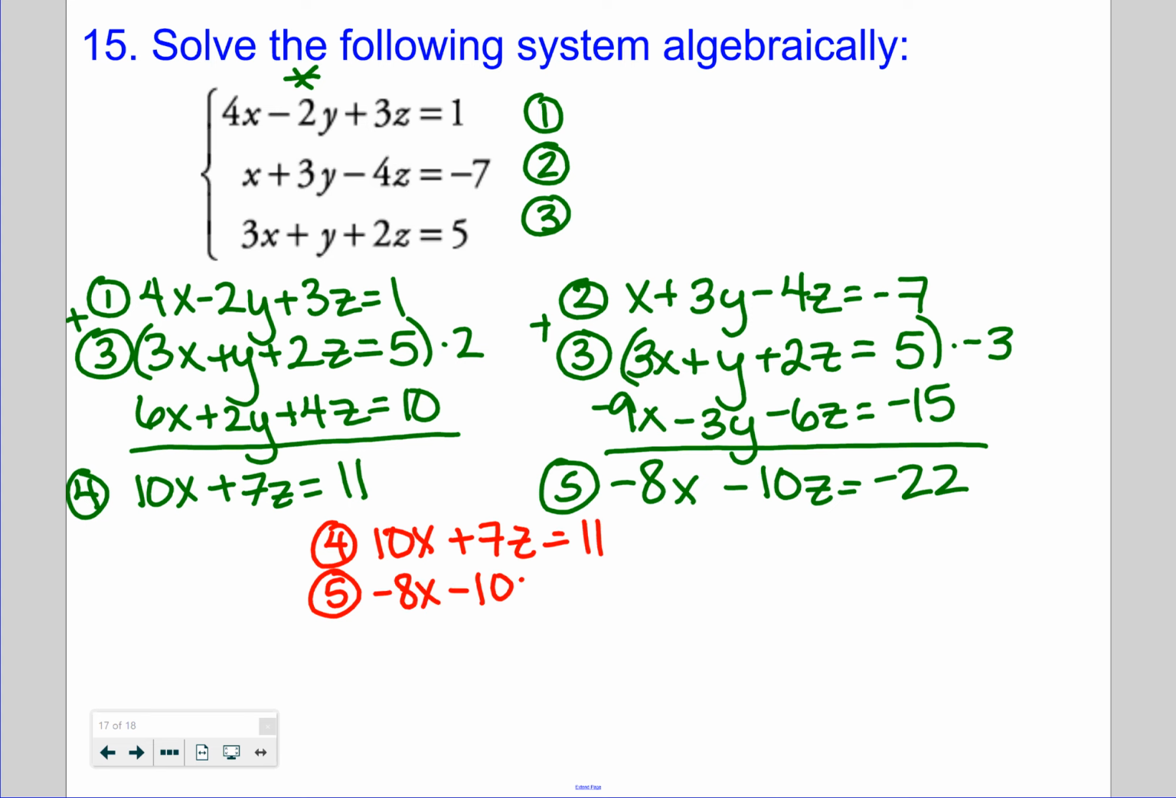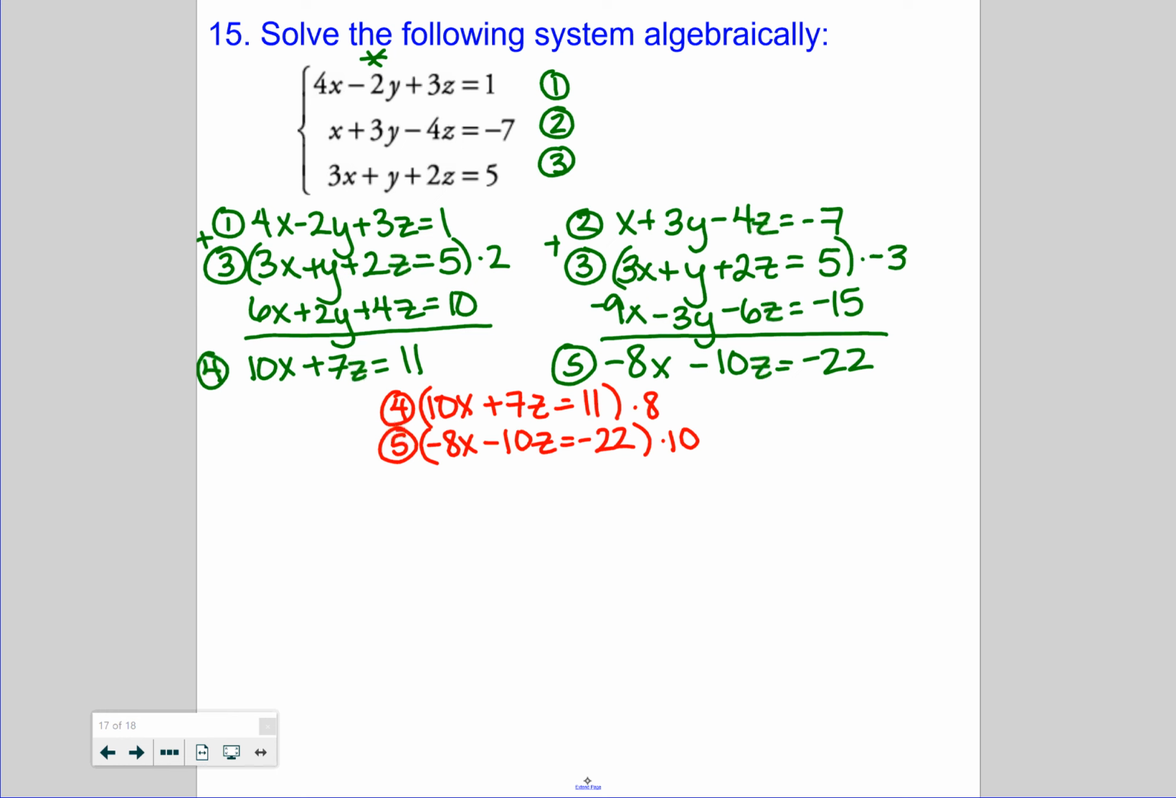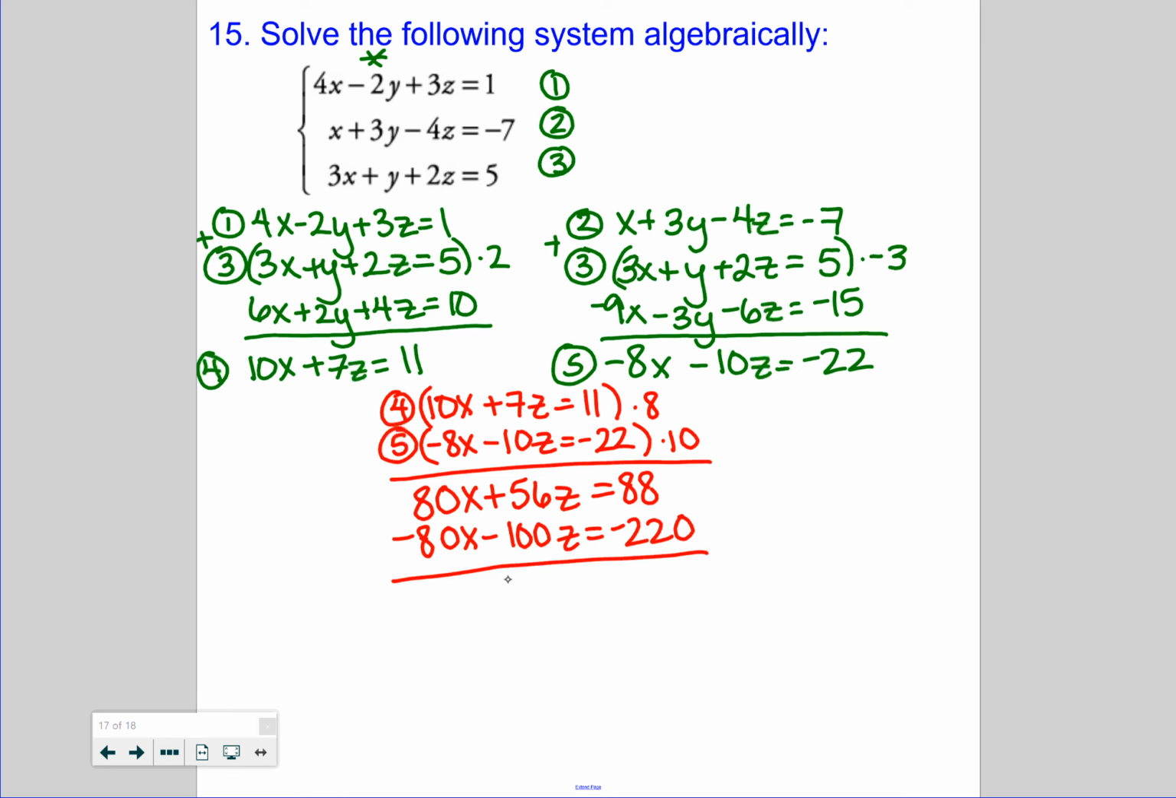And now I want to solve this 2x2 system using either substitution or elimination. Again, I'm going to use elimination here. I'm going to multiply the top by 8 and the bottom by 10 to get rid of my x's. So that's going to give me 80x plus 56z equals 88, -80x minus 100z equals -220. X's cancel.